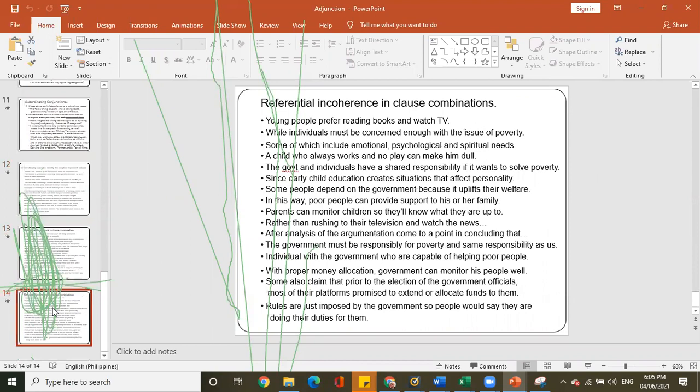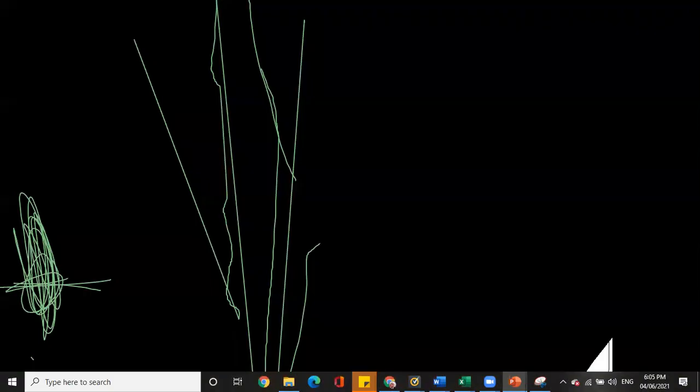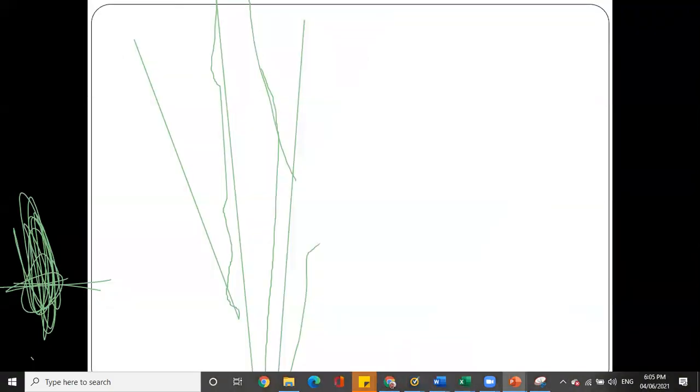Okay, let's just end with some errors: referential incoherence in clause combinations. And tell me why these are errors. So there goes the artwork of MJ. MJ, the unforgettable one. So young people prefer reading books and watch TV. How do you correct that, guys?